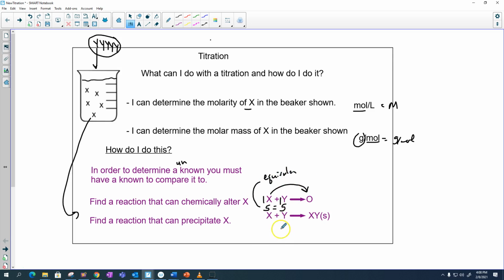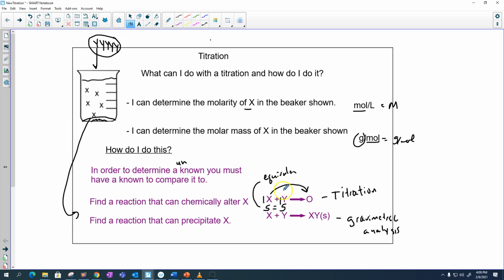Another way really would be to take something and add Y into it and cause Y to precipitate. And then you can filter it out. We call this gravimetric analysis. And the first one we just call titration. And that is what we are more looking at.